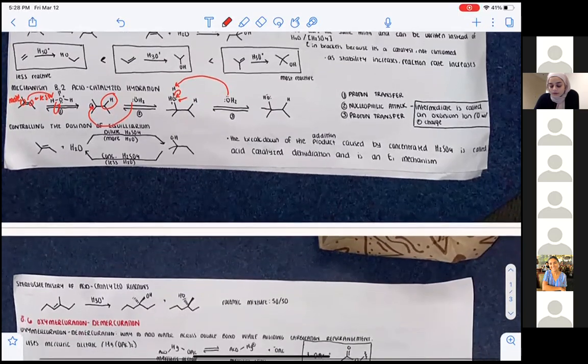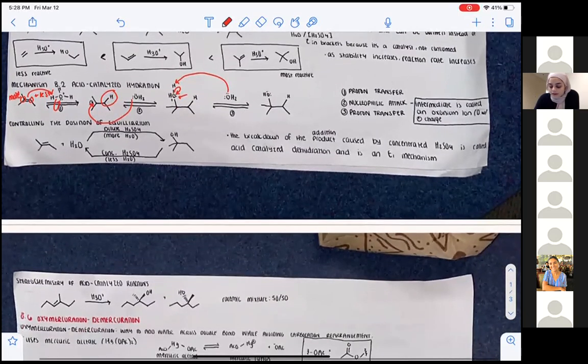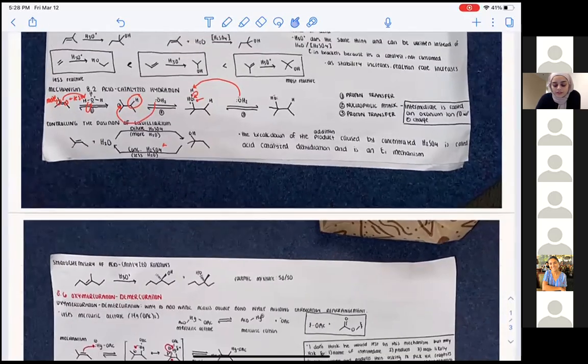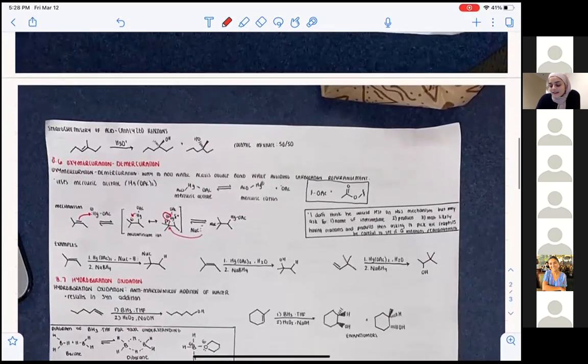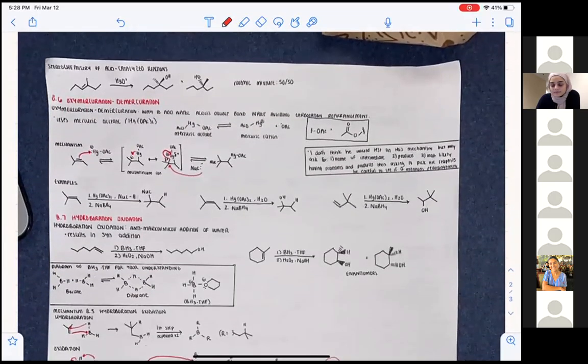Yes. Okay. I have written over here that the breakdown of the addition product caused by concentrated H2SO4 is called acid catalyzed dehydration. So this is acid catalyzed dehydration, and it is an E1 mechanism. He doesn't really test too much about E1, E2 stuff anymore from my recollection, but when we go over questions in like 30 minutes, then we'll see.